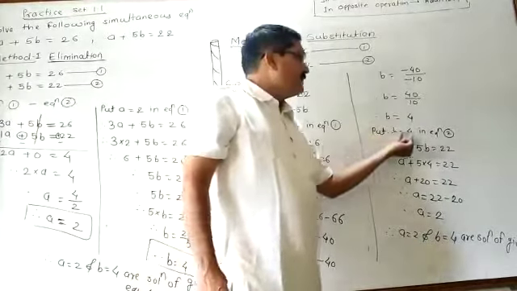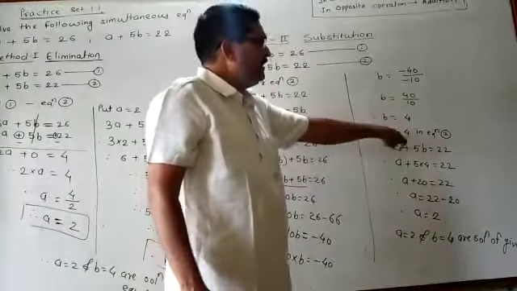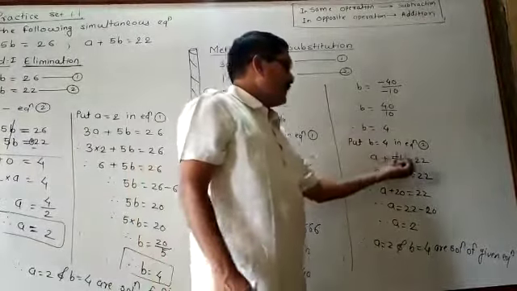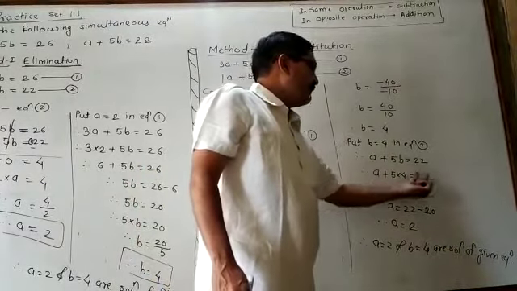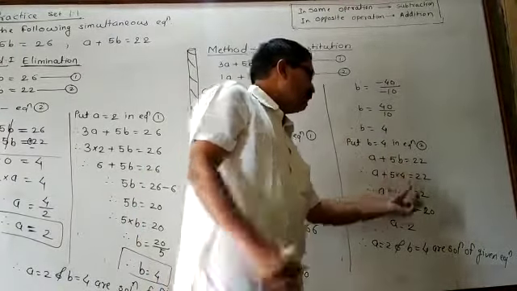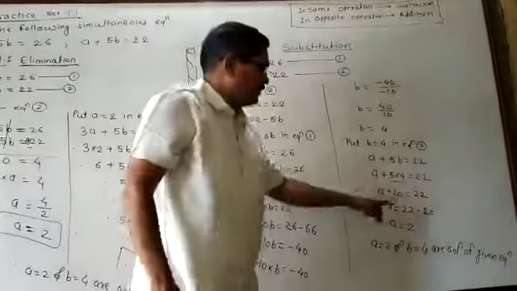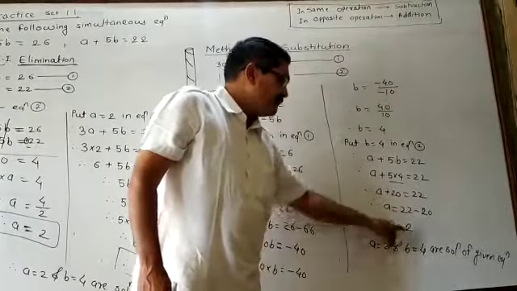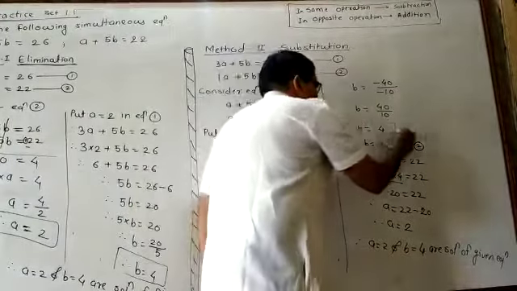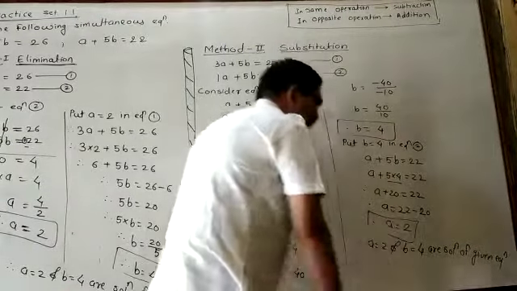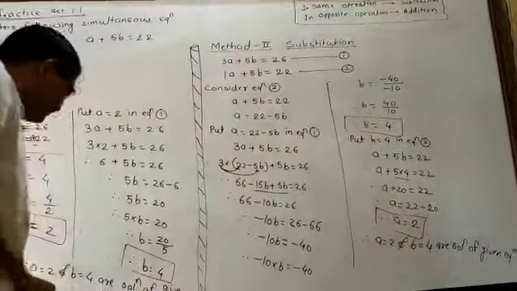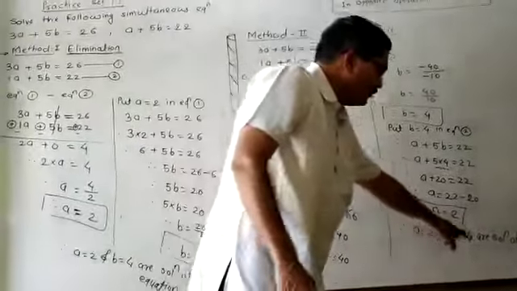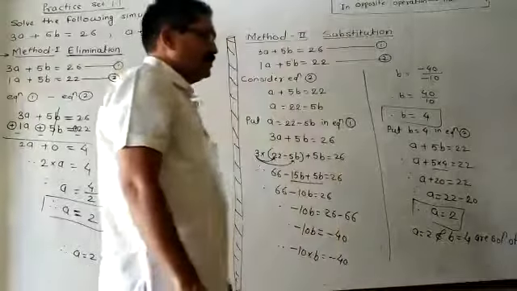Put the value of b is equal to 4 in equation 2. You can put this value in any equation. B is equal to 4, put in equation 2: a plus 5b is equal to 22. A plus 5 multiplied by 4 is equal to 22. A plus 5 fours are 20 is equal to 22. A is equal to, you have to transpose this 20 to that side, and it becomes minus 20. A is equal to 2. Therefore, b is equal to 4 and a is equal to 2 are the solutions of the given equations. Here also a is equal to 2 and b is equal to 4 are the solution of the given equations.